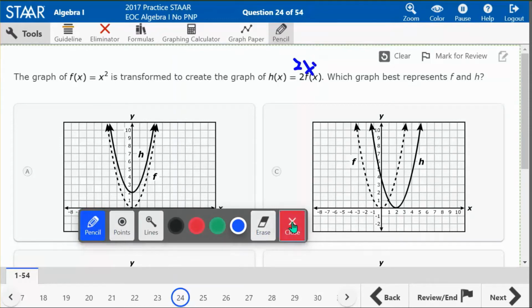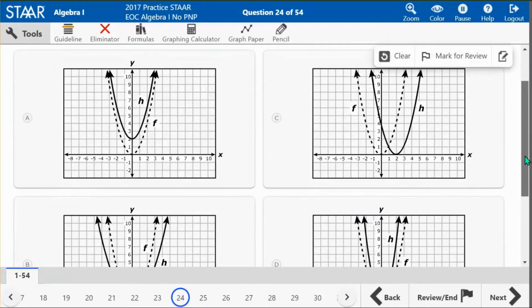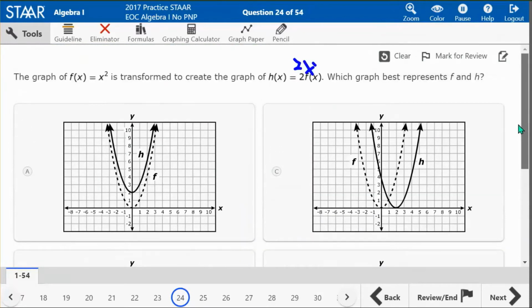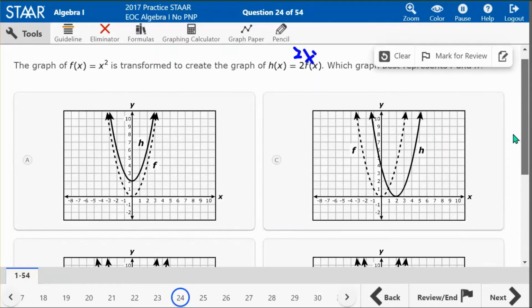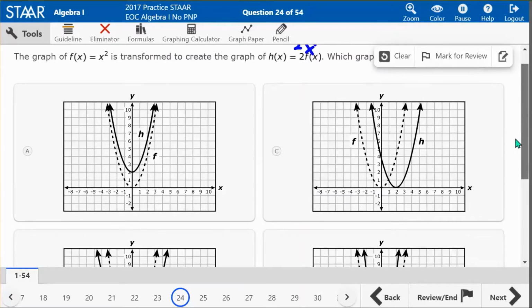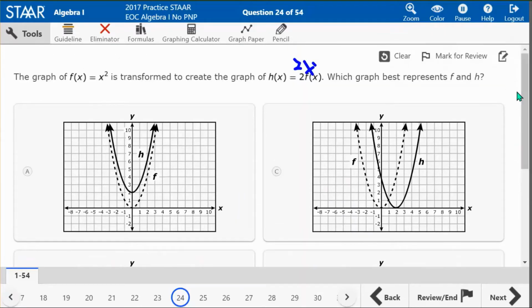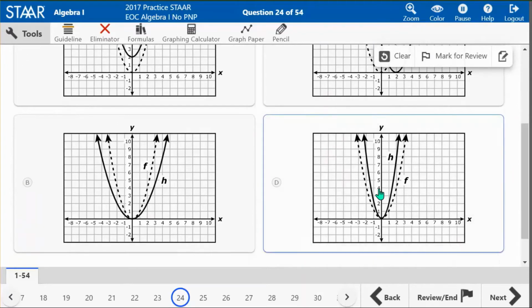So now that we know what f of x and h of x is, you guys probably learned this in school, where we did this topic about how depending on what number you put in front of it, it goes narrower and all that stuff. So because of that, our answer would be D.